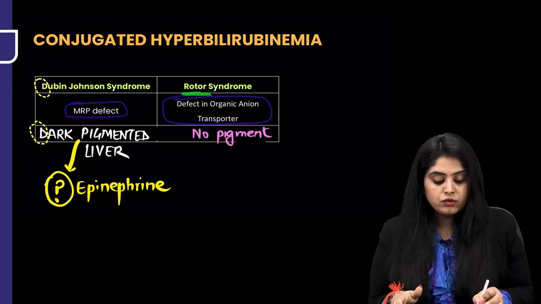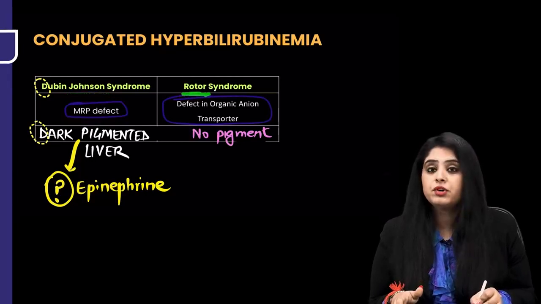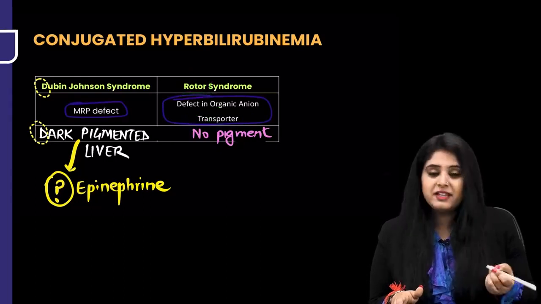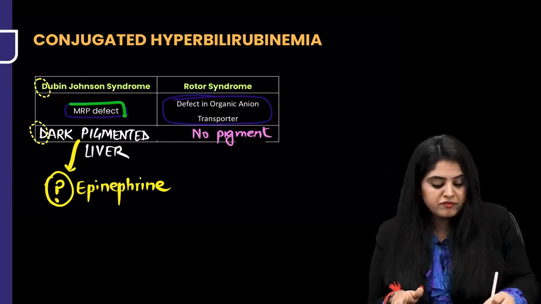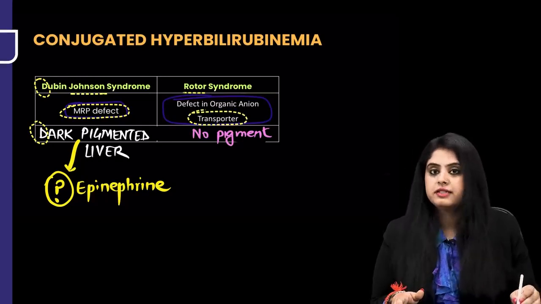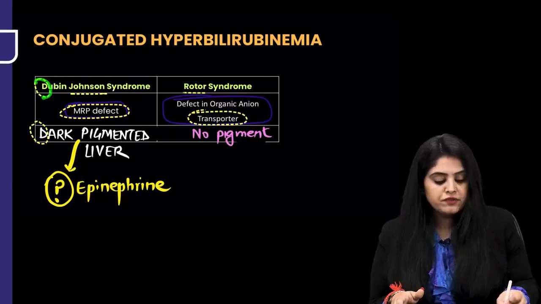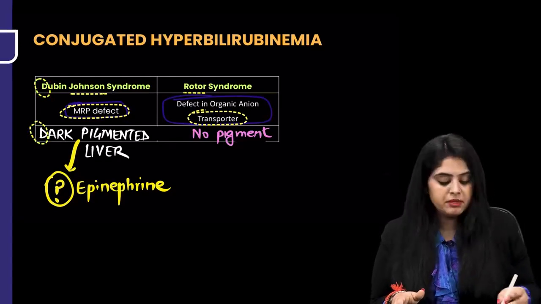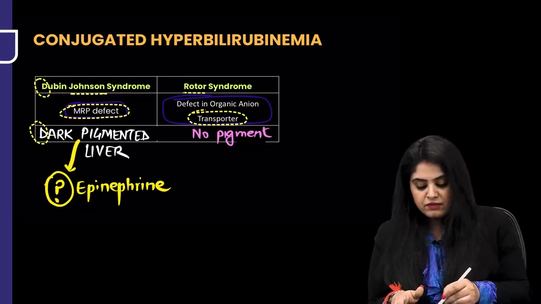Whereas when I'm talking about Rotor, does it sound like transporter? Rotor sounds like transporter, right? So that is a transporter defect. A very impromptu mnemonic. I hope it makes sense. For Johnson's, it is an MRP defect. Johnson's company will sell at MRP, and Rotor is going to be a transporter defect. Okay? And this we already know: which of them has a dark pigmented liver? Dark pigmented liver is seen in Dubin-Johnson, and the pigment is epinephrine. So we are done with the two syndromes.